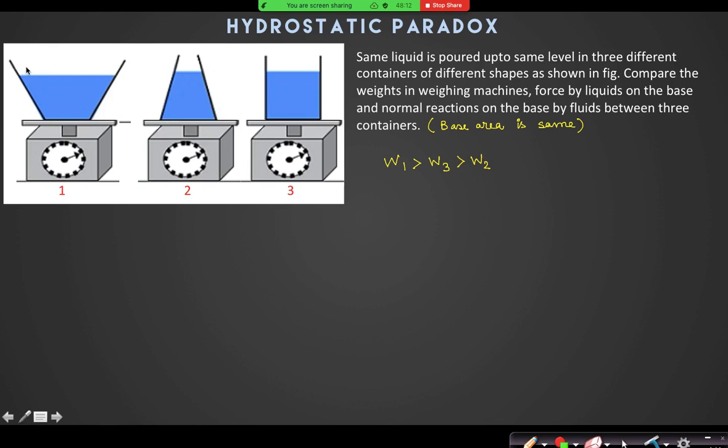If I neglect the masses of the containers, then the weighing machine will only read these weights. Weighing machines will only read the weights. So this weight is definitely more than this weight, and then this weight, and last is this weight.